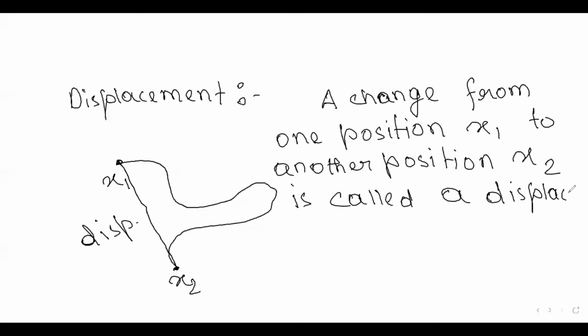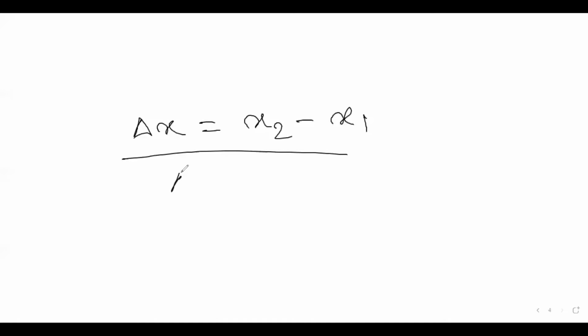Called a displacement, that is delta x. So we can just write it like that: delta x is equal to x2 minus x1. So this is actually displacement. The symbol, this symbol is actually the Greek uppercase delta.